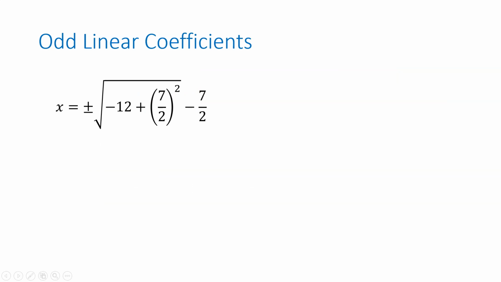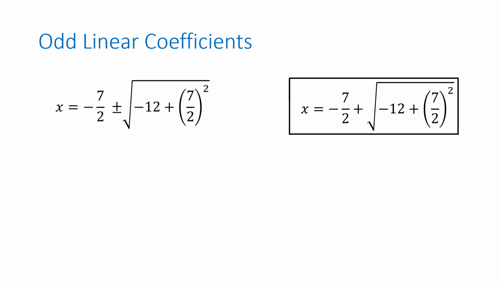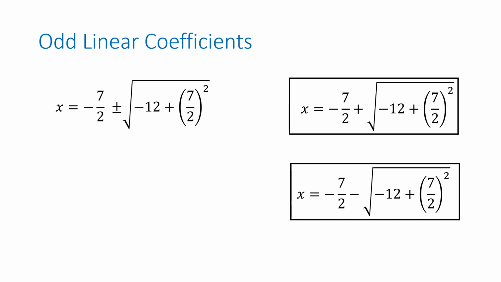We can reorder the terms, and when we do so, we get x equals -7 halves plus or minus the square root of -12 plus 7 halves squared. The two solutions are x equals -7 halves plus the square root of -12 plus 7 halves squared, and x equals -7 halves minus the square root of -12 plus 7 halves squared.